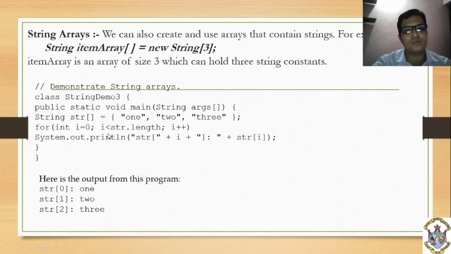for (int i = 0; i < str.length; i++), the condition is true, it will enter into this block. What is the output we are displaying? Please observe here: System.out.println("str[" + i + "]: " + str[0]). Here the string ends, and I am giving the concatenation. i is 0, plus "]:" it will display as it is, plus str[0]. Then what is the value of str[0]? That is 1. So likewise it will evaluate.